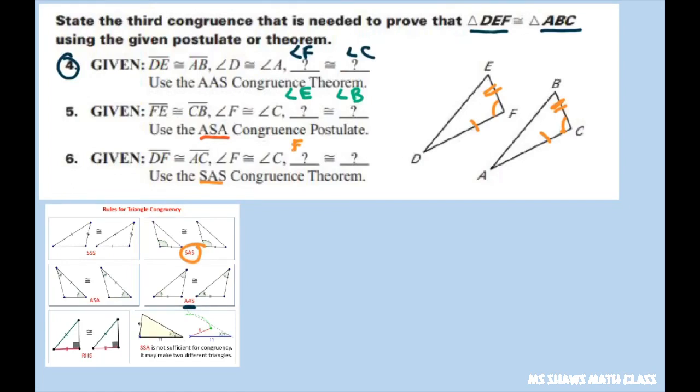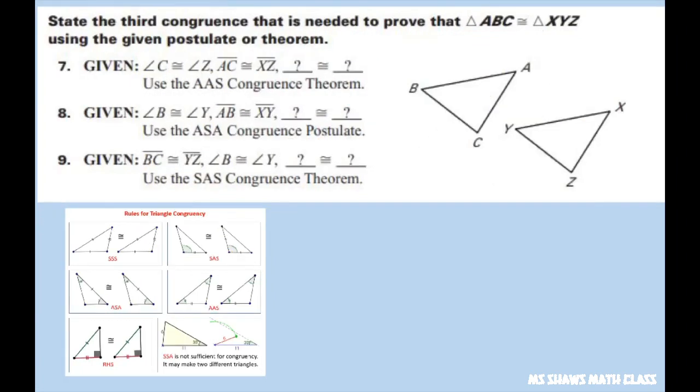So that's going to be EF is congruent to BC. And that's congruent here. We should put congruent here. So, and then we have another set. We have to do it again.